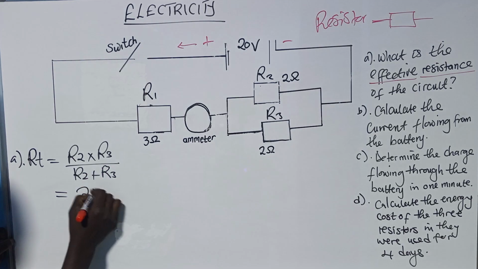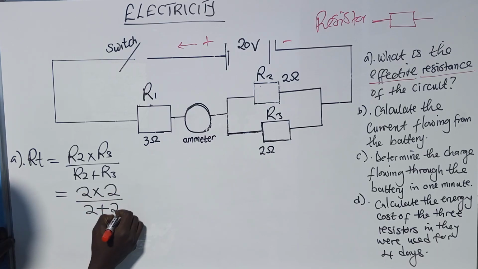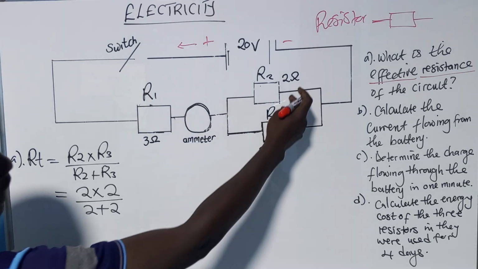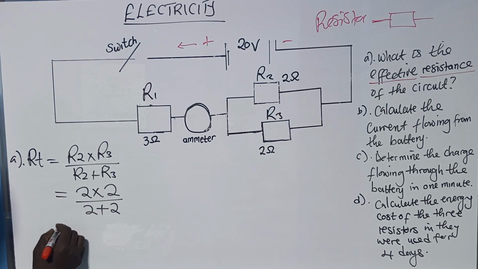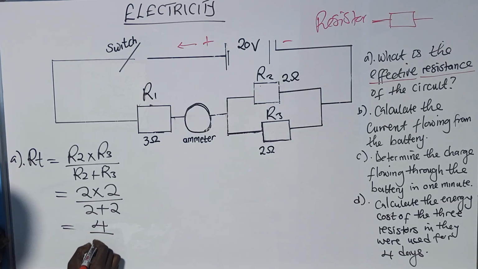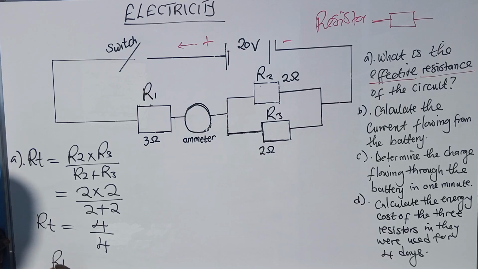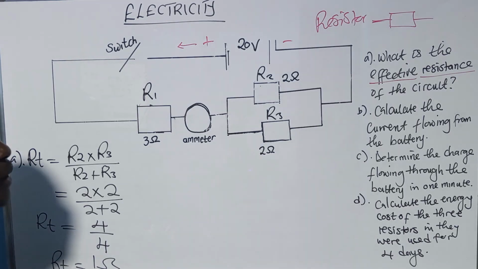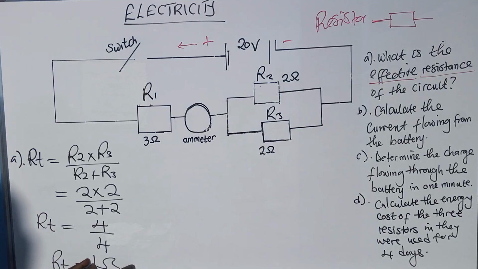Okay? So what do we have there? We have 2 times 2 over 2 plus 2. Okay? We have R2 and R3. So 2 times 2, what we are getting is 4. And 2 plus 2 again we are getting 4. It means that the total resistance for parallel only, we are getting as 1 ohm. But this is not the answer. When we combine these two, okay, we are getting the answer as 1 ohm.